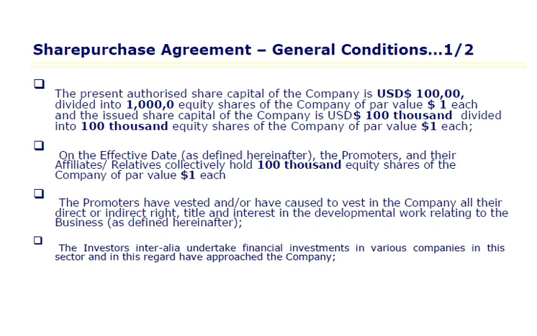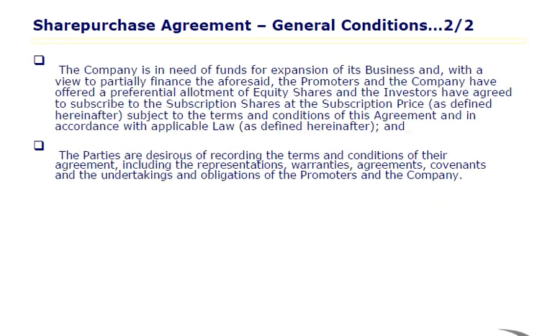On the effective date, the promoters and their affiliates and relatives collectively hold the 100,000 equity shares of the company of the par value of rupees 1 each. The promoters have vested, and caused to be vested in the company, all their direct or indirect rights, title, and interest in the development work related to the business. The investors undertake financial investments in various companies in this sector, and in this regard have approached the company.